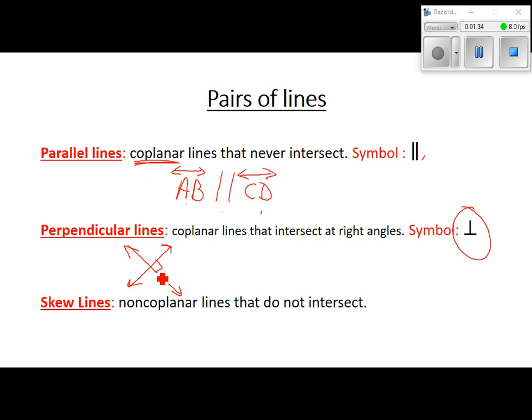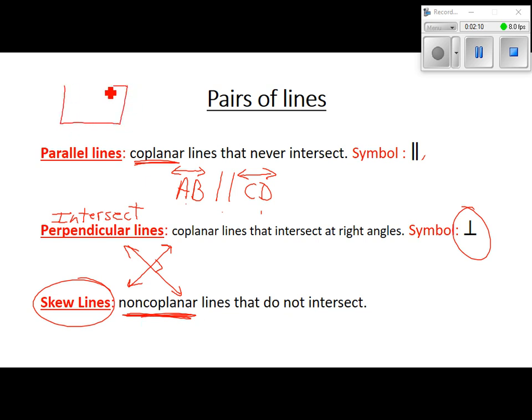The ones that are sort of different, and I can't really show you on this video, are skew lines. So if you have parallel lines, they got to be on the same plane. Perpendicular lines are lines that intersect each other. So those are two kinds of lines. And then skew lines are lines that aren't coplanar, they're non-coplanar, but they never ever intersect.